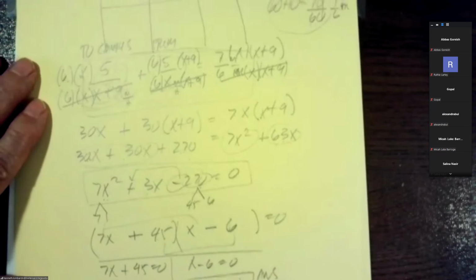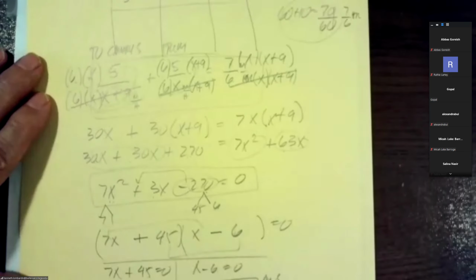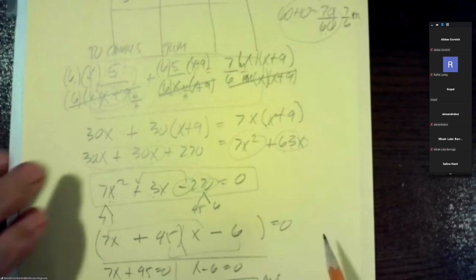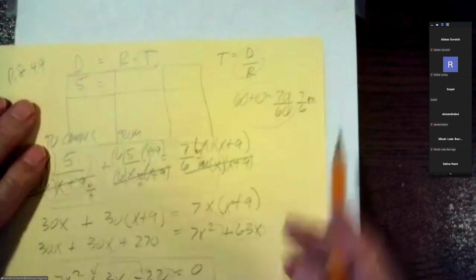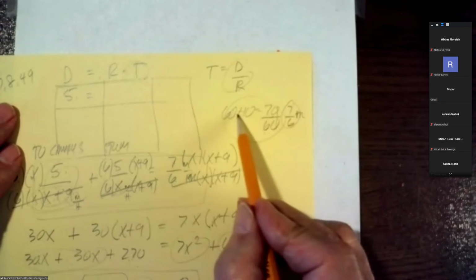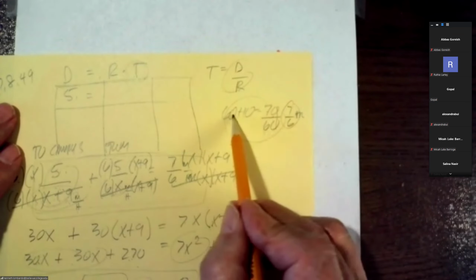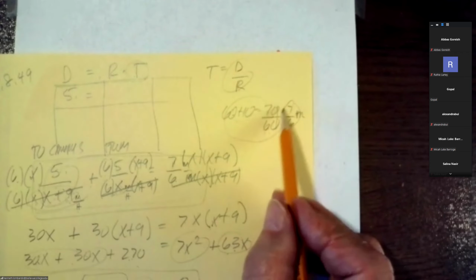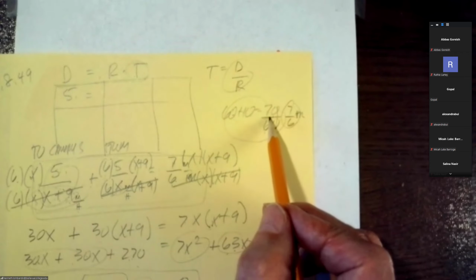Okay. Questions on what we did there? I'm confused on why you multiplied 7 over 6 by x. Everything is in miles per hour. So they said it took 70 minutes, 60 plus 10, 70 minutes. How many hours is 70 minutes?